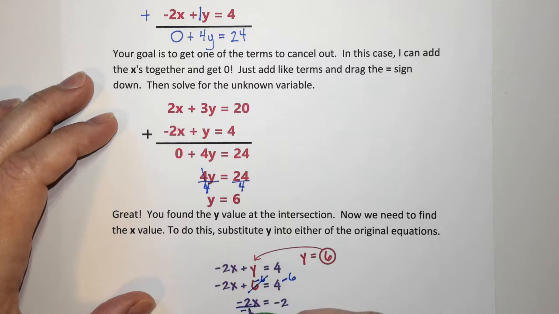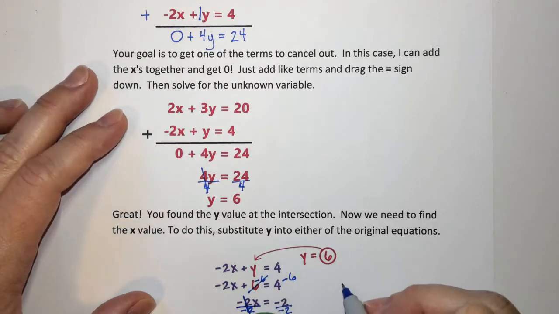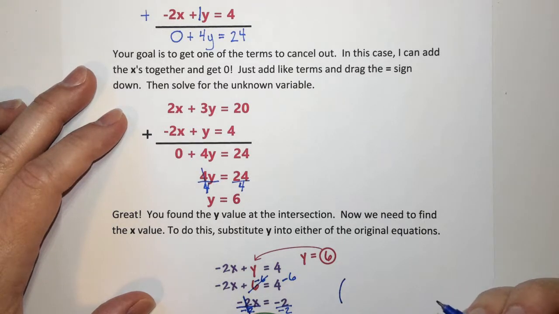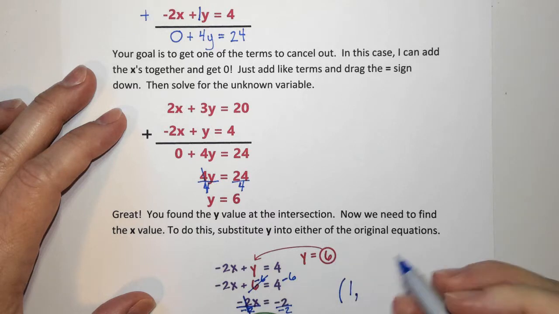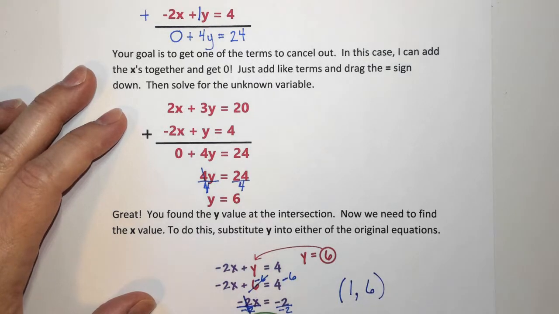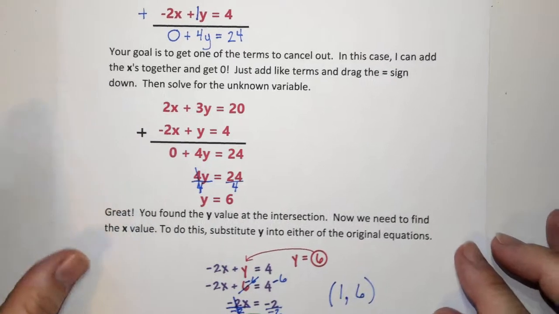You want to divide both sides then by negative 2 in order to cancel here. Negative 2 divided by negative 2 becomes 1. I can cancel that. Now I'm left with x equals negative 2 divided by negative 2, which is just 1. X equals 1. So then the intersection occurs when x is 1 and we said y is 6. That's how you can find the exact intersection or common solution.